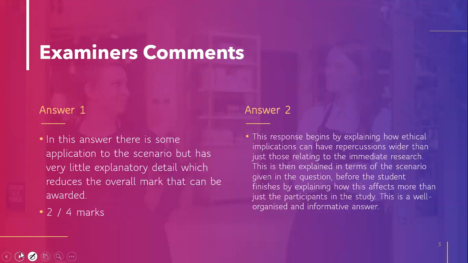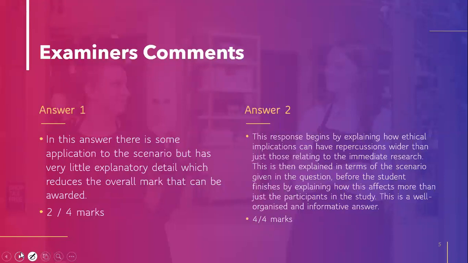So they've taken that and applied it to the scenario before the student finishes by explaining how this affects more than just the participant in the study. This is a well-organized and informative answer. They've highlighted in the application who it's going to affect. It's going to affect the unborn child and the mother. And the mother's actions of aborting the child, because the greater society sees fat as really undesirable, really show the implications and what effect there is. So they've highlighted who it could affect and, in essence, why it's affecting them. Therefore, this answer gets 4 out of 4 marks.